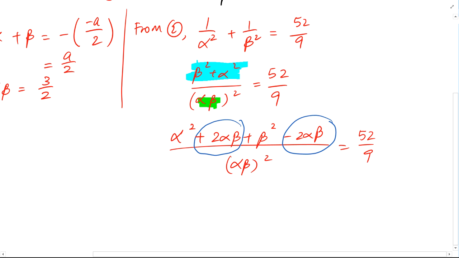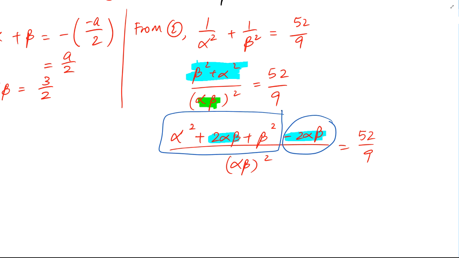But there's a workaround. If I introduce 2 alpha beta and then subtract away 2 alpha beta, does that change anything in the numerator? No, it doesn't, because you add something and remove the same thing, nothing happens. But by doing so, if I combine these three terms, what do I get? Alpha plus beta, bracket square.